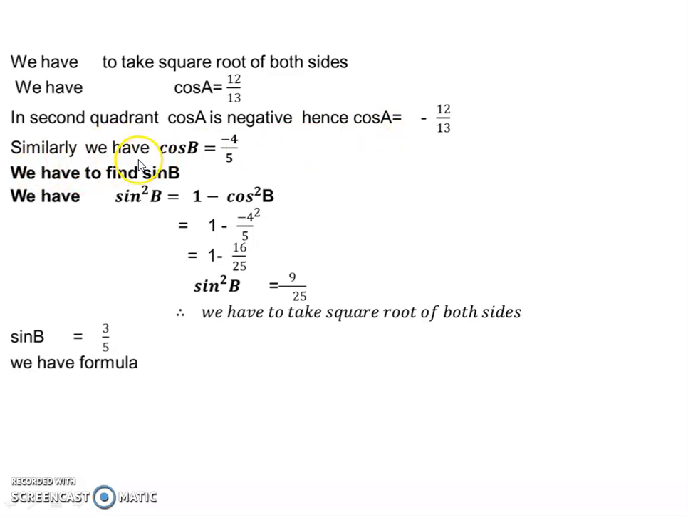Now similarly, cos B is equal to minus 4 upon 5, and we have to find sin B. So we have sin square B is equal to 1 minus cos square B. Minus 4 square is 16, and 5 square is 25. Cross multiplication, 25 minus 16 upon 25, 9 upon 25. Taking the square root of both sides, sin B is equal to 3 upon 5.